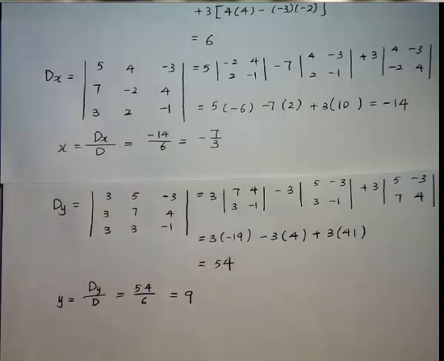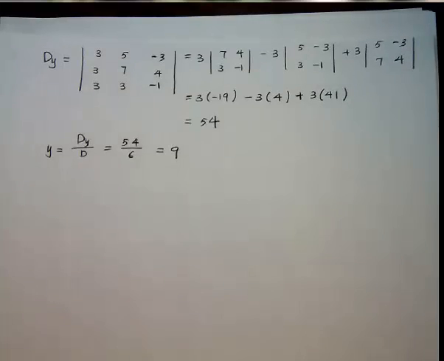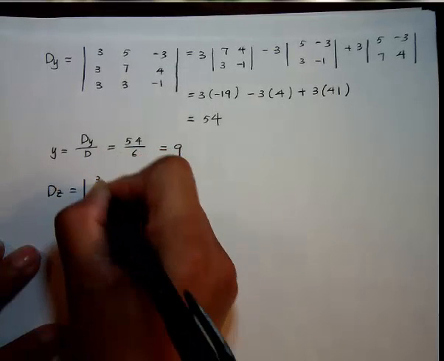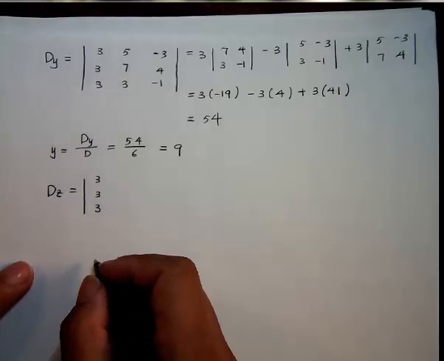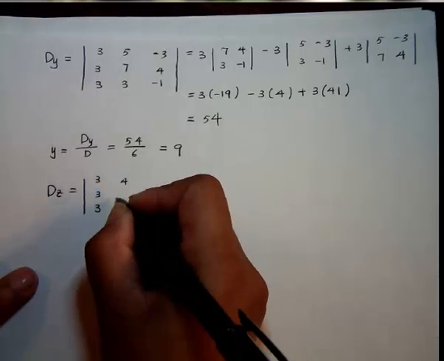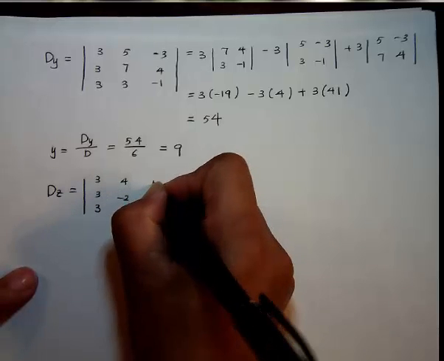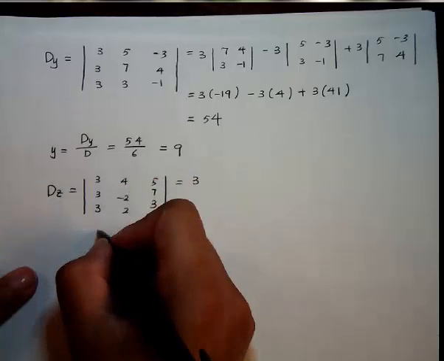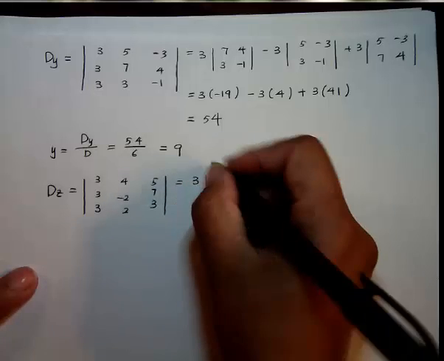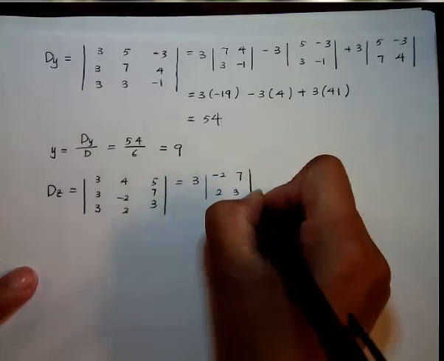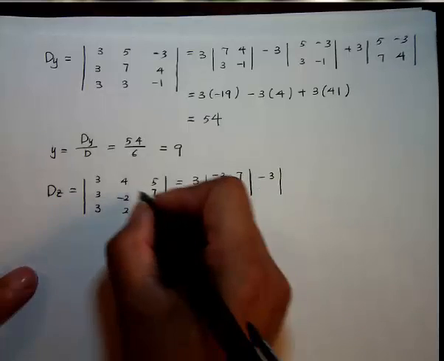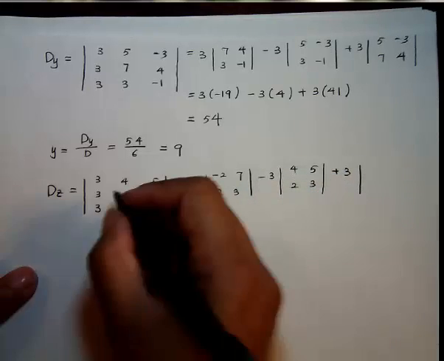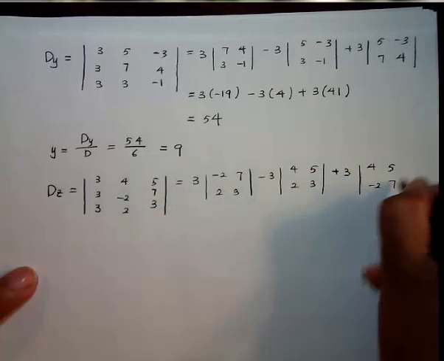That's y. All right, we come to the last variable, z. So we need to find Dz. Replace the z coefficients by the constants. So it will be 4, negative 2, positive 2, 5, 7, 3 right here. Similarly, 3, take off this one, so it will be 3 times the determinant of negative 2, 7, 2, 3, minus 3 times, take off this row and this column, the determinant of 4, 5, 2, 3, plus 3 times the determinant of 4, 5, negative 2, 7.